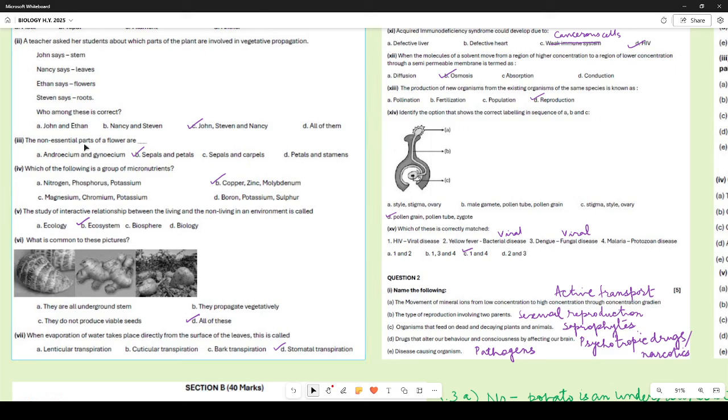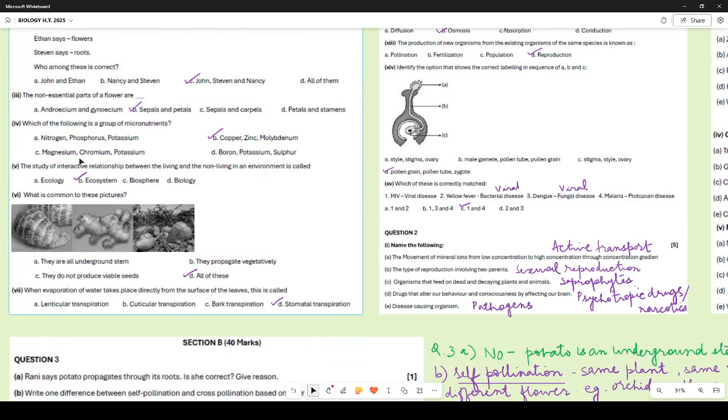The non-essential parts of a flower are sepals and petals. Androecium and gynoecium are essential parts because flower is a reproductive organ. So these are the non-essential parts. Which of the following is a group of micronutrients? Copper, zinc, molybdenum. The study of interactive relationship between the living and the non-living in an environment is called ecosystem.